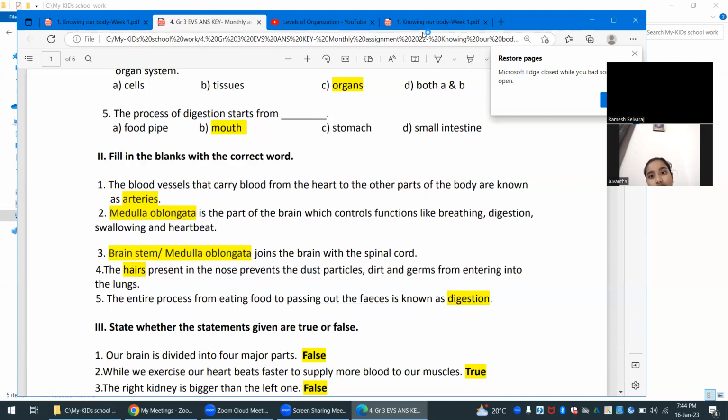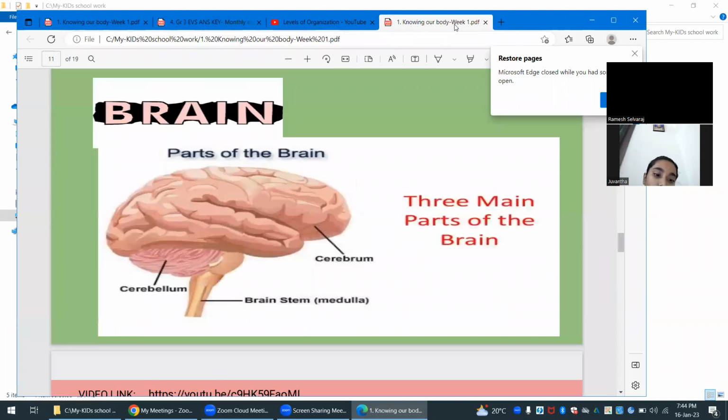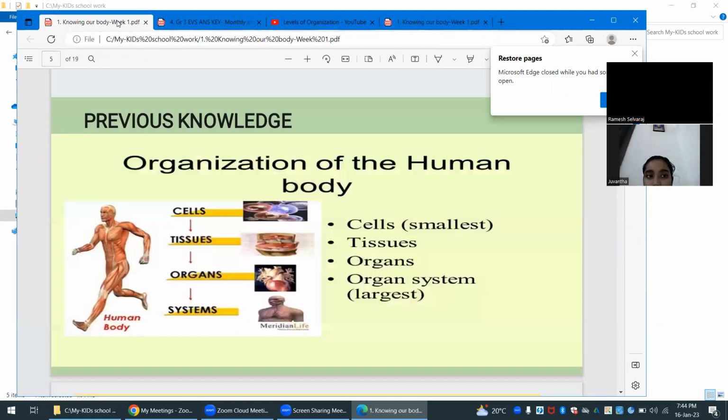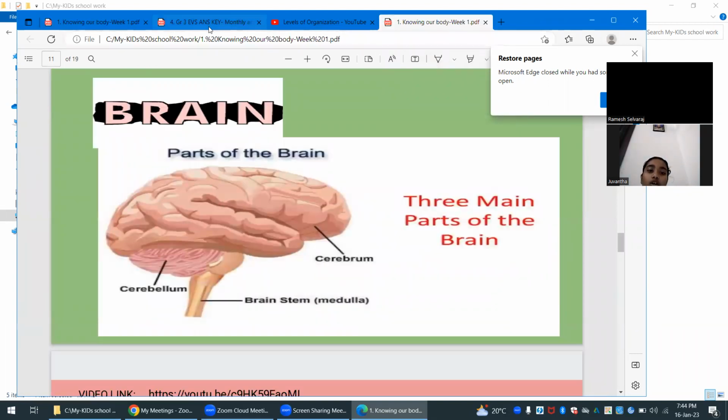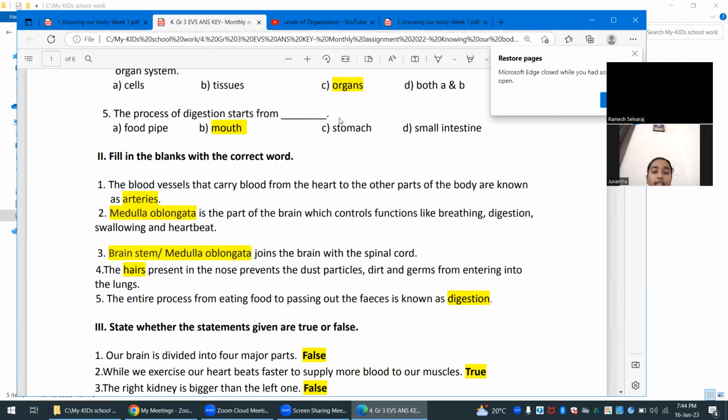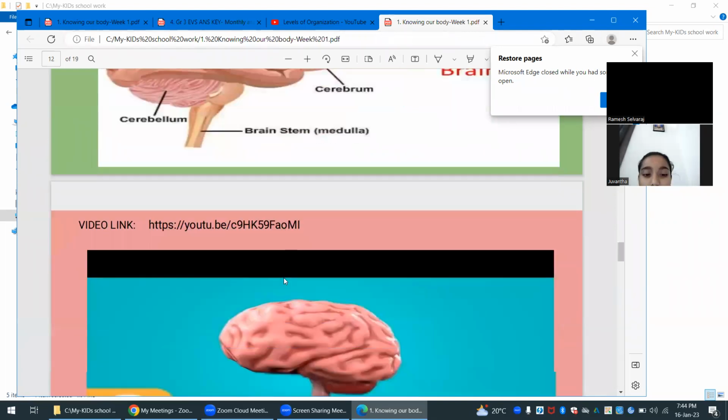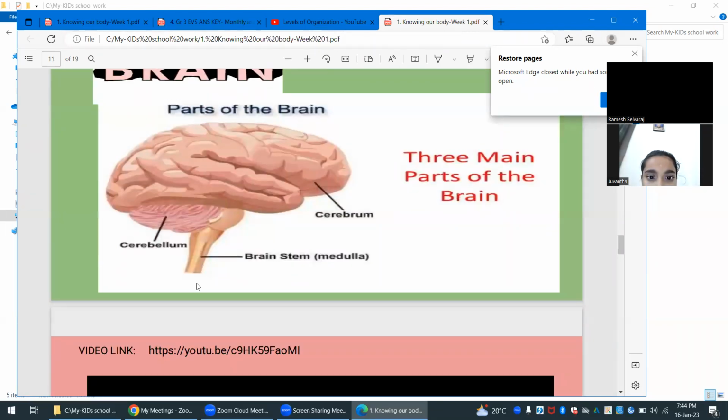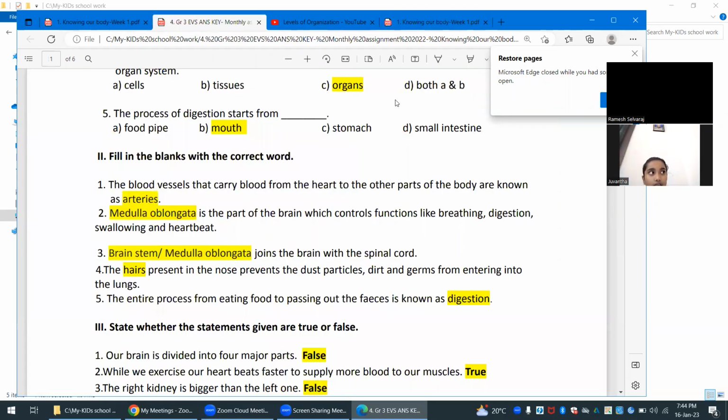I will ask you, state whether the statements given are true or false. If somebody is telling our brain is divided into 4 parts, is it true or false? False. Why? Because brain has 3 major parts. Yeah, cerebrum, cerebellum, medulla oblongata. And this brain stem connects what to what? Brain stem connects.